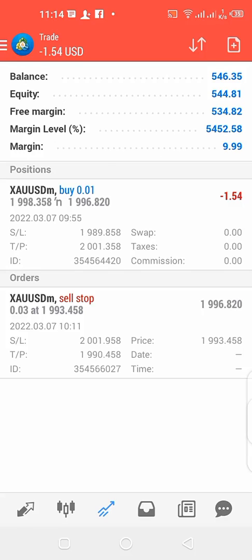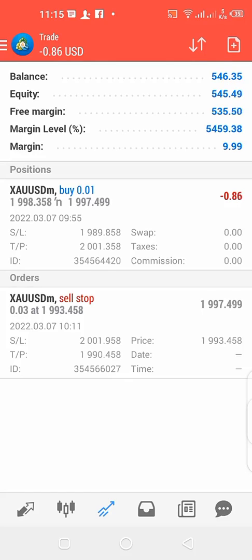The robots will manage your running trade using Grail Hedge strategy settings that I'm going to provide. So I still have my buy trade running. My buy trade is running. I have a pending order. The first edge trade pending order, sell stop 0.03, ready to respond to this buy trade.